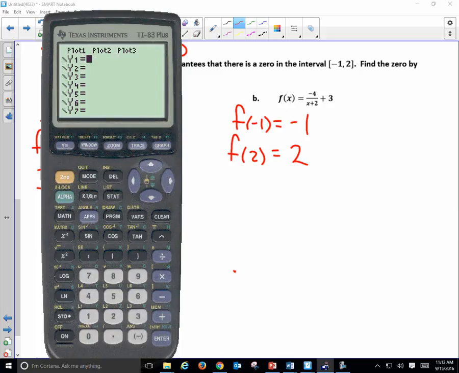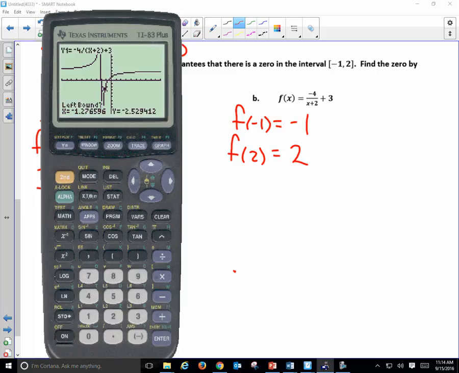Let's plug in our calculator. -4 divided by the quantity x plus 2. Okay, and I'm going to go second calculate, and what do I want to calculate? Number 2. So it's going to graph it, and does it look like the function crosses 0 between -1 and 2? Yeah, it does. So I go to the left.